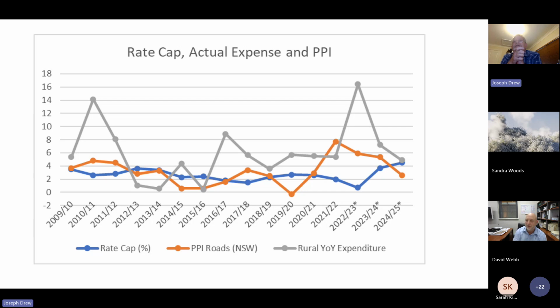Now, this is the very last slide I'll show you, but it's really, really important. We have rate capping in New South Wales, and the cap is set at what is supposed to represent the inflation that local governments are feeling. Now, one of the big inputs that's used to come up with that cap is CPI, the Consumer Price Index. It's the wrong input. It's as simple as that. There's no nice way of saying it.